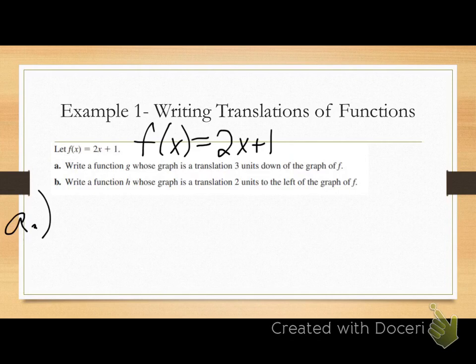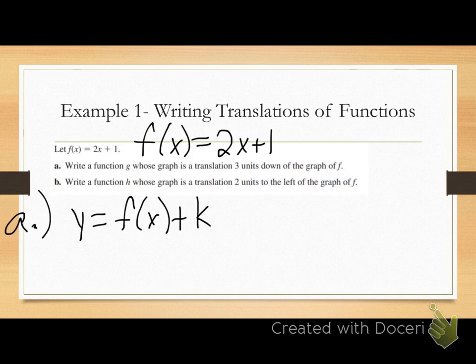So which formula am I using from the previous slide? Y equals f of x plus k. Okay? Everyone understand why I'm using y equals f of x plus k? Because that's for my vertical translations, and I'm dealing with a vertical translation right now.